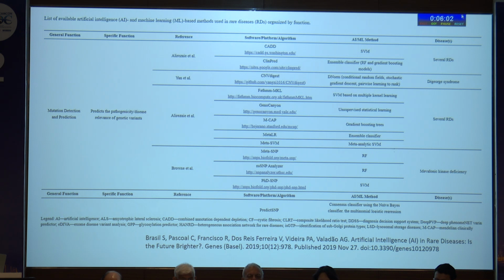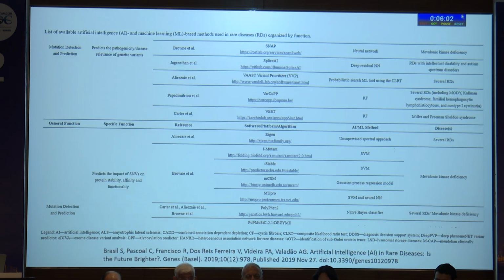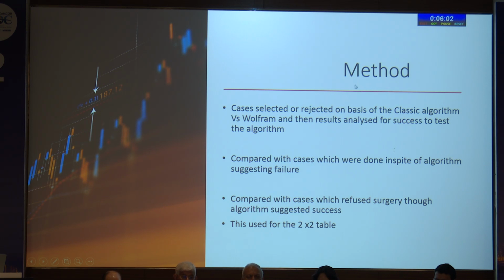So these are the available AI and machine learning data sets in literature. You can pick up from any of them. We in fact did most of them and incorporated many of them. Cases were selected on the basis of the classic algorithm and then analyzed for success to test the algorithm. So cases were compared which were done in spite of the algorithm saying that it is going to fail, with those who refused surgery when the algorithm suggested a success, in a 2x2 table.